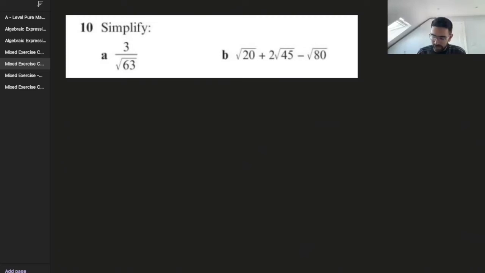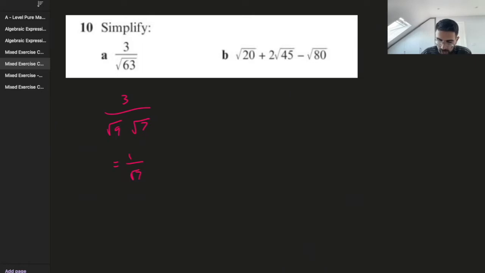Okay, this is question number 10A. So over here, what we simply do to deal with the surd is write it in its broken up form. So I know it's root 9 and root 7. With this, I'm able to cancel this and we end up with 1 over root 7, because root 9 is 3. So the 3's and 3's cancel out.